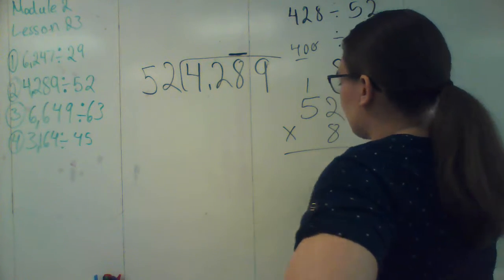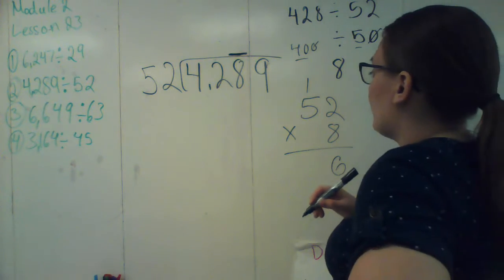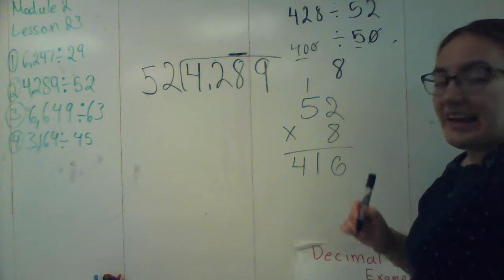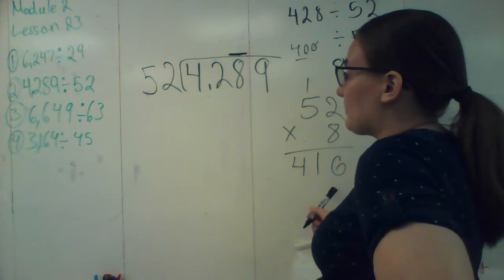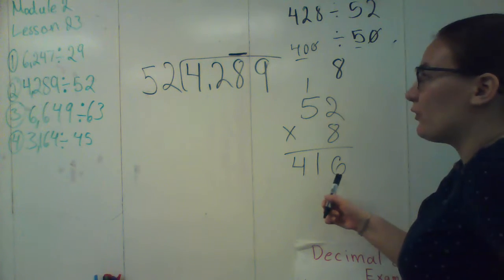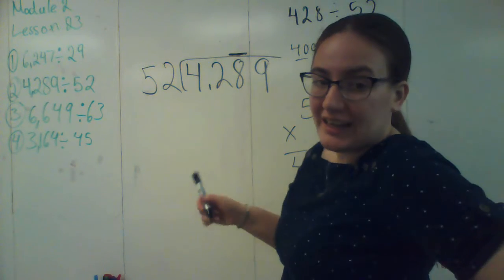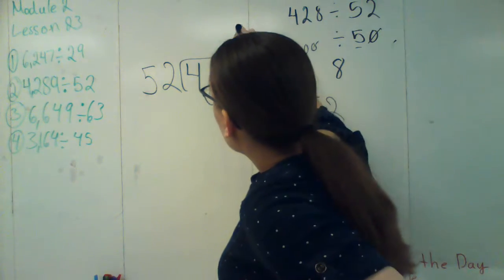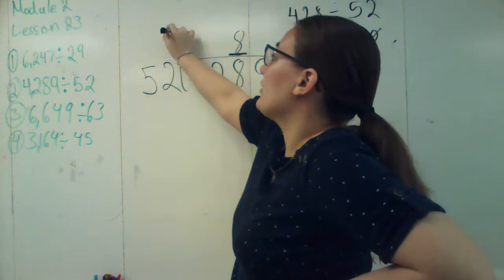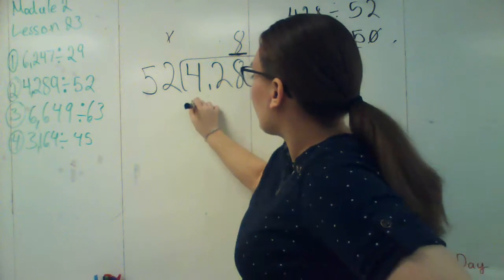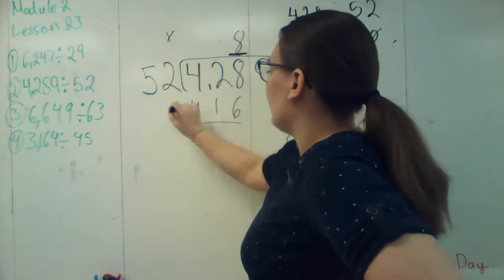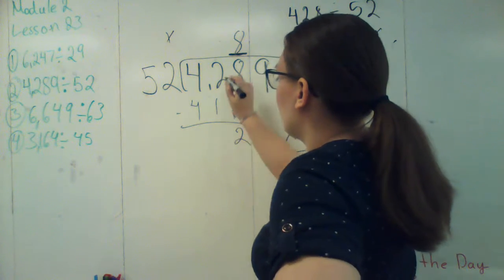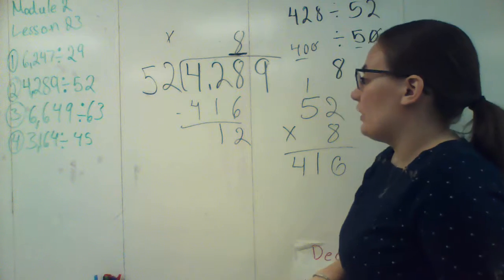2 times 8 is 16. 5 times 8 is 40. 40 plus 1 is 41. So 416. That is probably as close as I'm going to get, because I know the difference between 416 and 428 is definitely less than 52. So I'm going to put this 8 up in my quotient, and then 52 times 8 is 416. And then I'm going to subtract. So 8 minus 6 is 2. 2 minus 1 is 1.